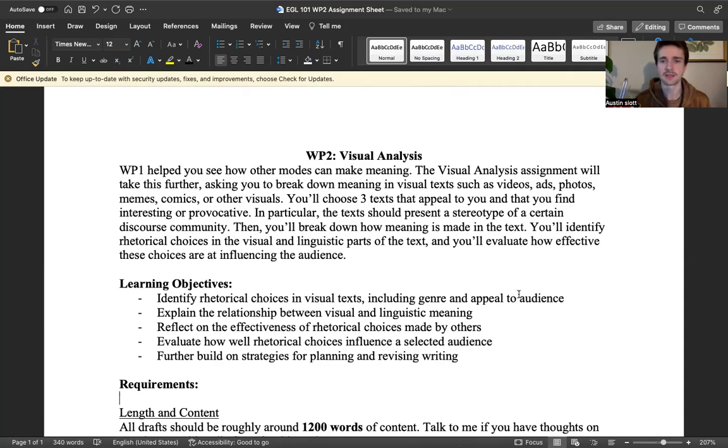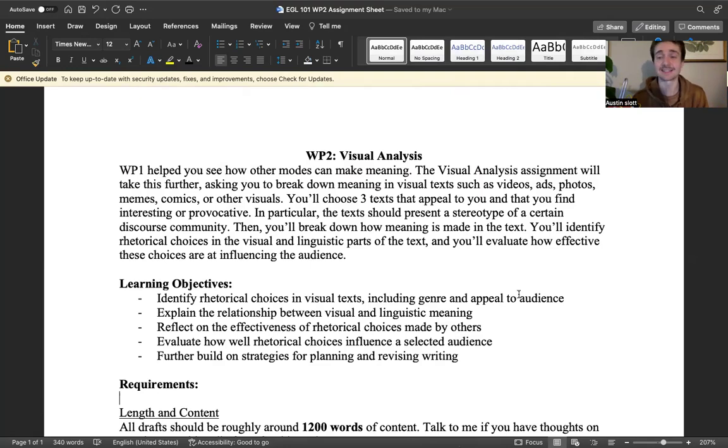But it has to be from a visual text, right? That's the focus of this. For it to be a visual analysis, you need to break down visual text. You need to analyze a visual text. So essentially, you're going to choose three texts that appeal to you and that you find interesting or provocative.